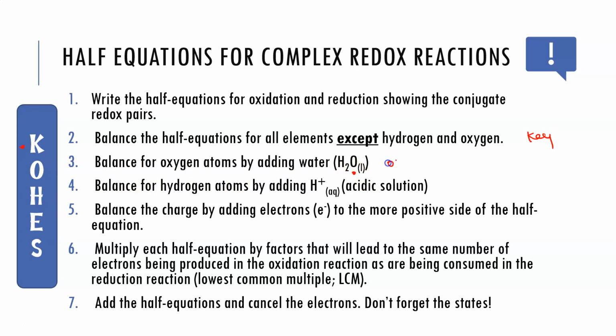After that, we then move on to hydrogen. So we balance hydrogen by adding H+, because this is in acidic solution. This is what has to be in acidic solution. We have a source of H+ ions.